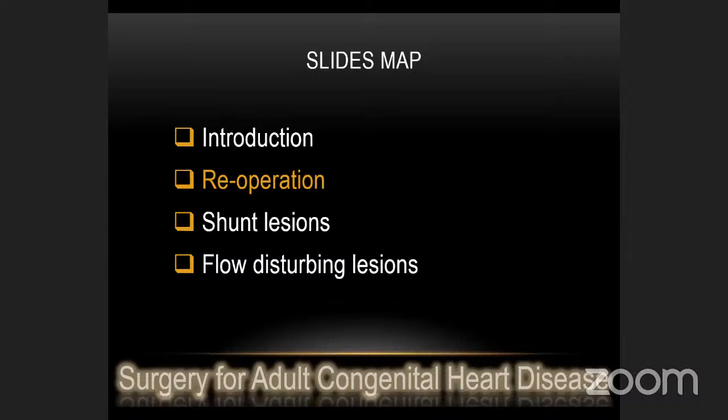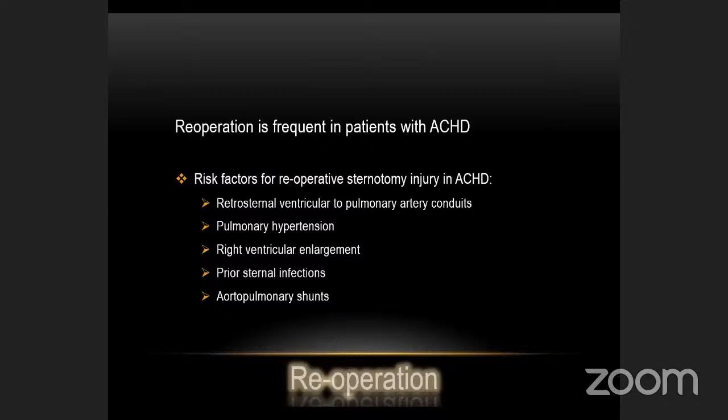Now we'll move to the next and important part in surgical intervention for adult congenital heart disease, which is reoperation. Reoperation is frequent in patients with adult congenital heart disease. Almost one third of adult congenital operations are redo surgeries.